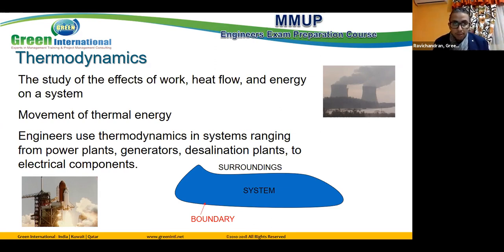Thermodynamics studies the relation between the system and the surrounding. The boundary defines the system and the surrounding. Okay.